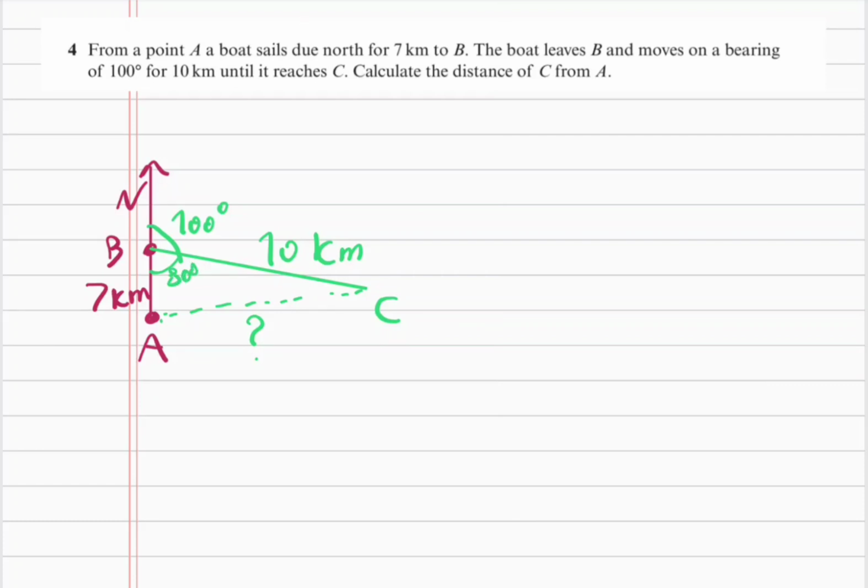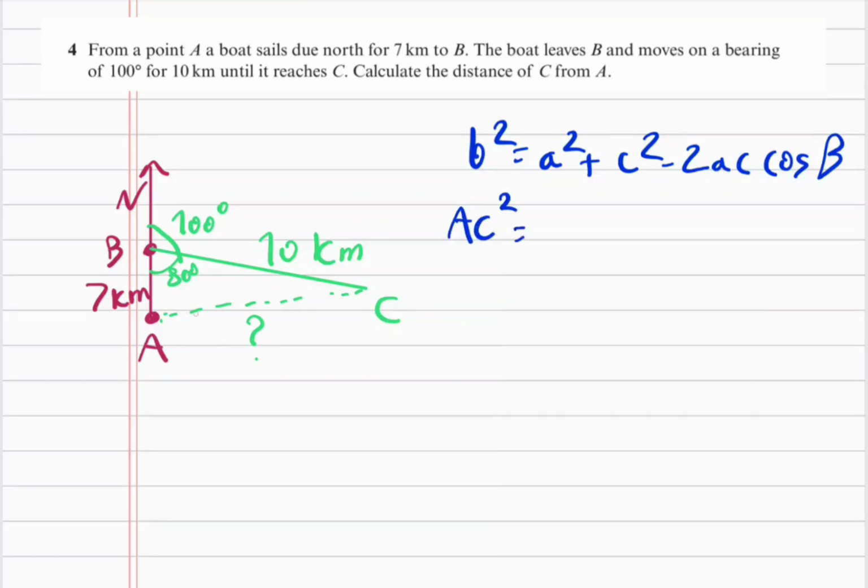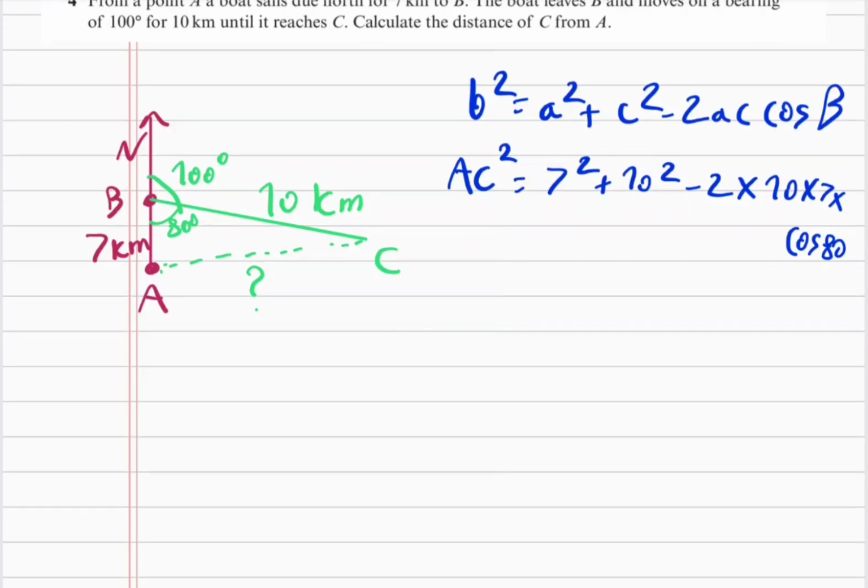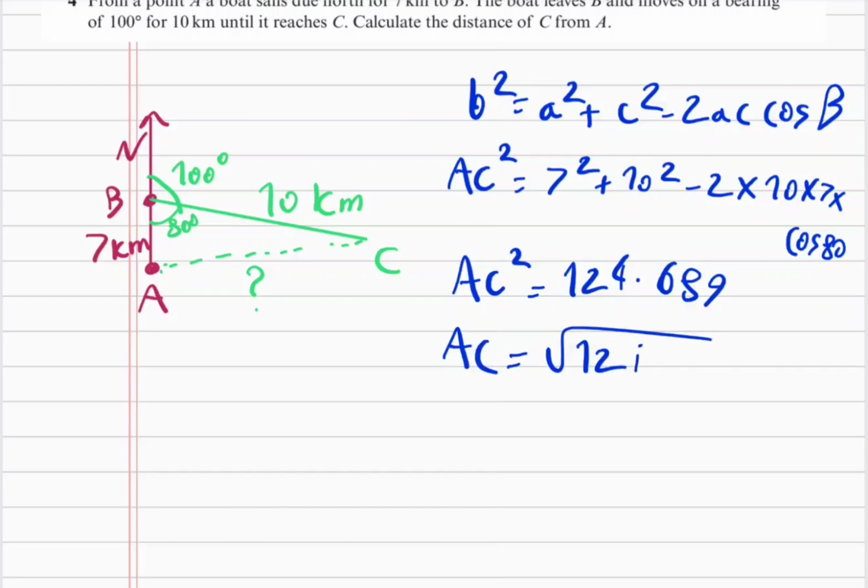Now that we have the angle, we can use the cosine rule, because in this case b squared is equal to a squared plus c squared minus 2ac cos B. Now we have everything. So AC squared is equal to 7 squared plus 10 squared minus 2 times 10 times 7 times cos 80. And so AC squared is 124.689, and remember that we need to take the square root of that.